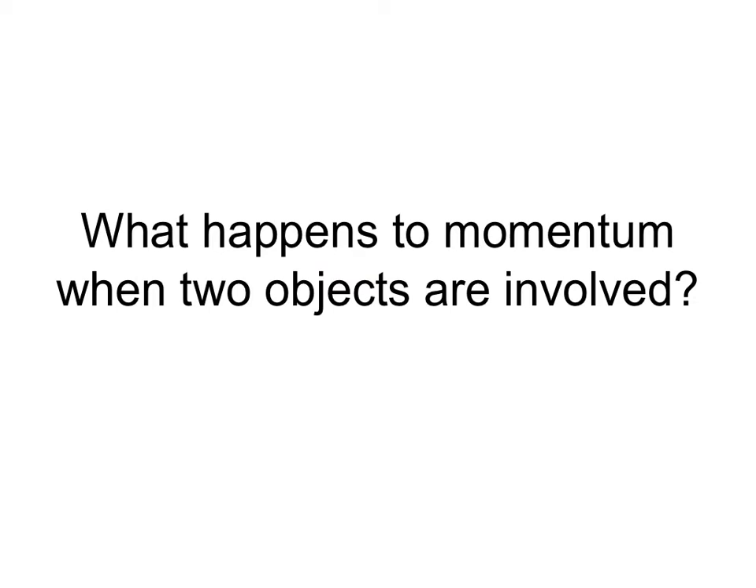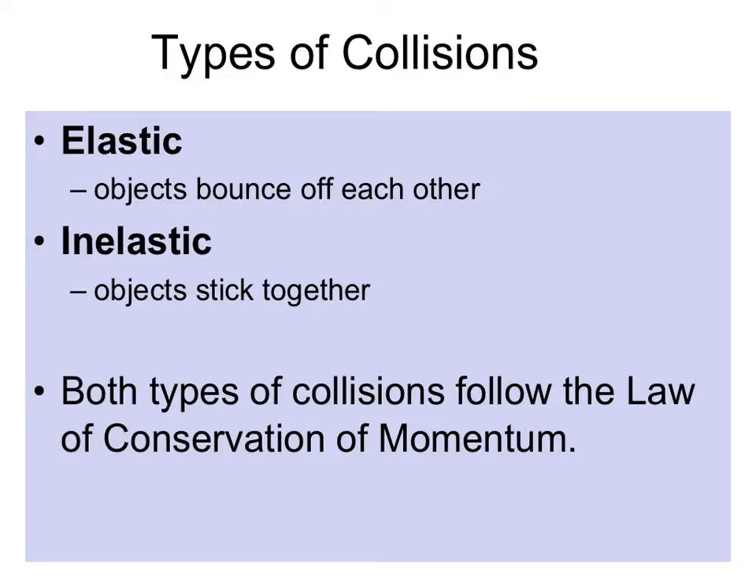Now, what happens to momentum when you have two objects that are involved, whether they're colliding or bouncing off each other or something like that? How does that affect the momentum? We have two types of collisions that we'll talk about. The first is elastic, and that's when two objects hit and then bounce off of each other. Then we have inelastic, where two objects hit and then they stick together and they continue traveling together. Both types of those collisions follow what we call the law of conservation of momentum.